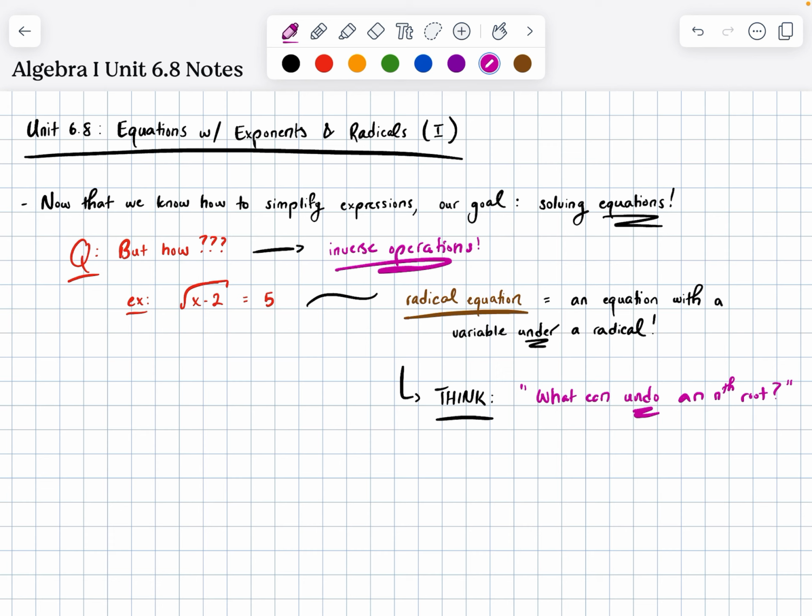If I want to get rid of this square root, what would, as we've seen, its inverse operation be? Think strategically about the stuff that we've done thus far. How could I undo a square root? Go! 5, 4, 3, 2, 1, and stop.